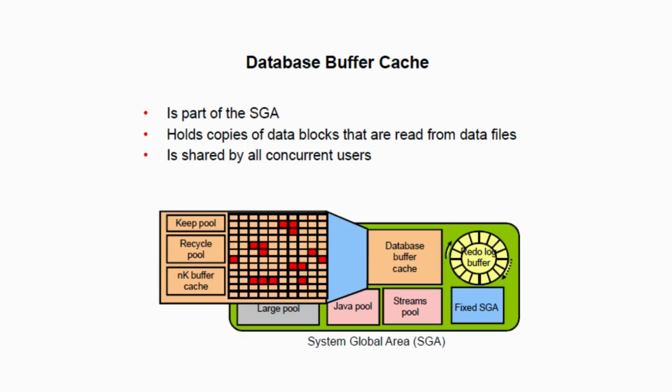The database buffer cache is the portion of the SGA that holds block images read from the data files or constructed dynamically to satisfy the read consistency model. All users who are concurrently connected to the instance share access to the database buffer cache.